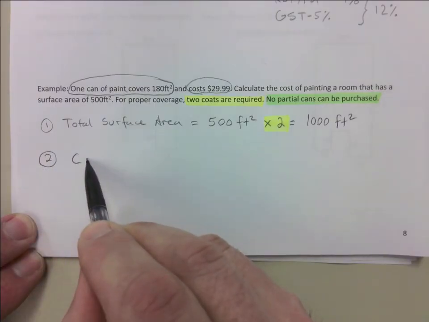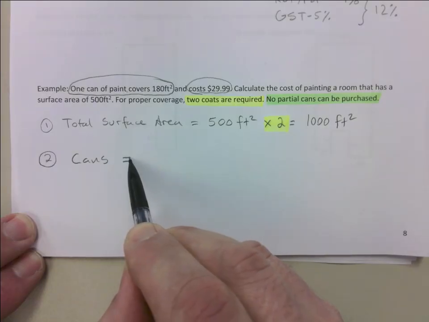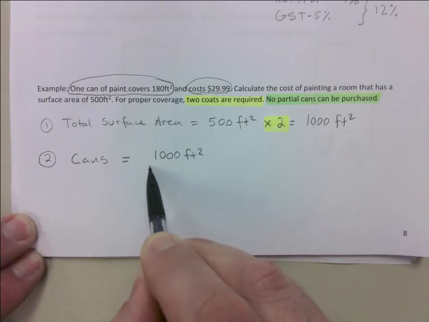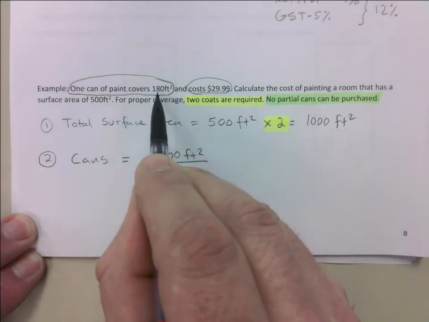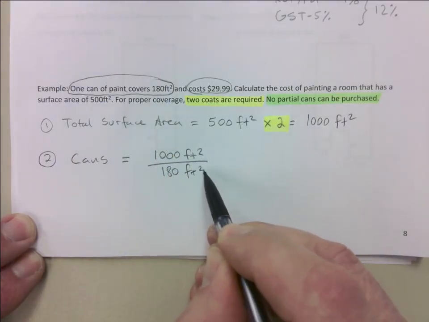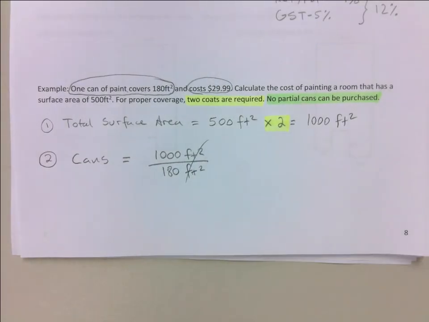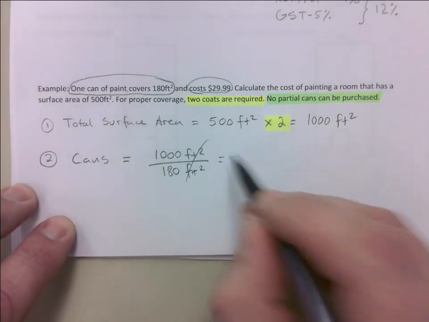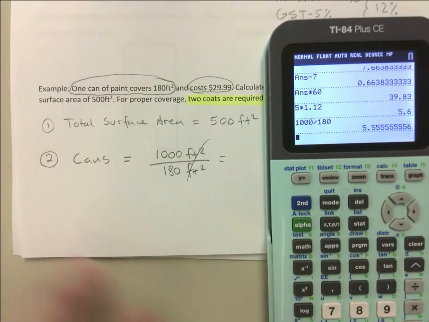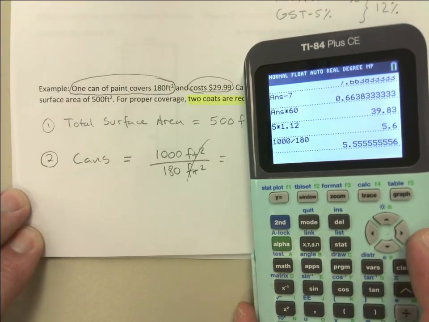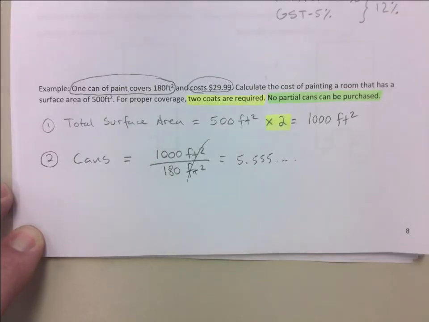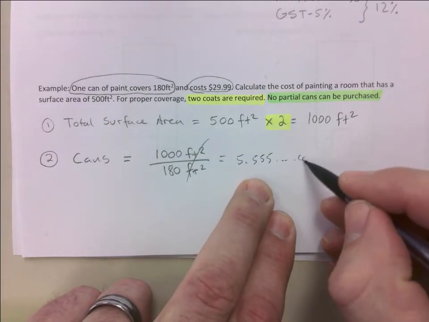Number 2, how many cans are you going to need? You're going to take the total surface area, which is in square feet, and divide it by how much 1 can covers, which is also in square feet. Very important, right? You can technically cancel them out. So let's divide that. 1,000 divided by 180. It's 5.5 something. It repeats, right? 5.555 repeating.